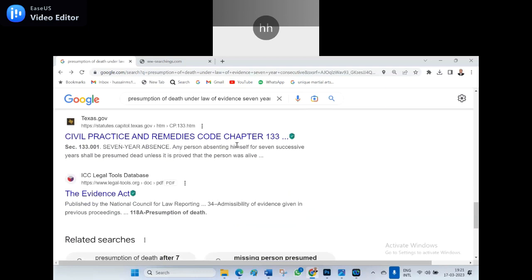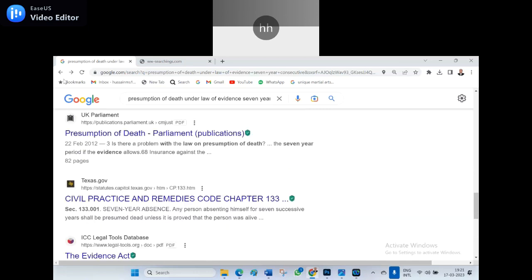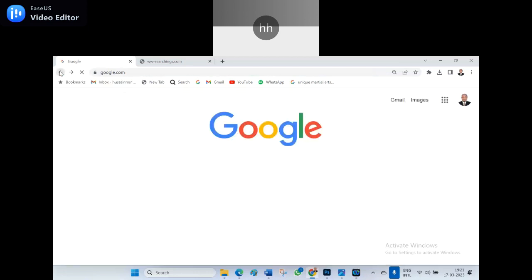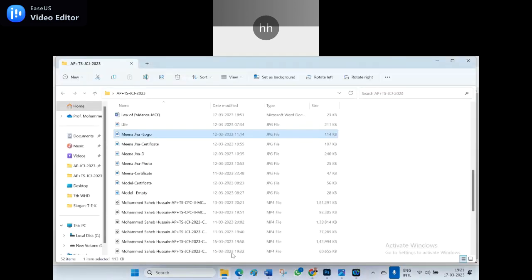The Civil Practice Medics Court, the chapter 133. No, this is another act. Here 118A. This is another act. So supplementary questions are there, many. I downloaded the law of evidence here so that I could deal. I don't know where I could.